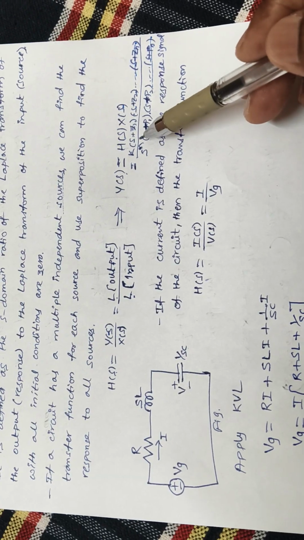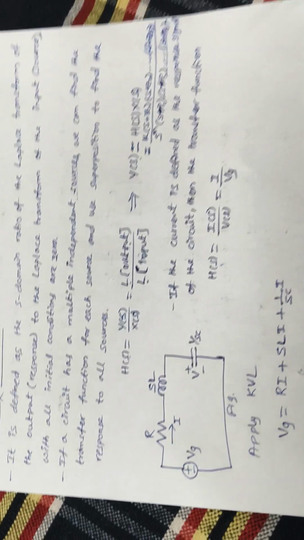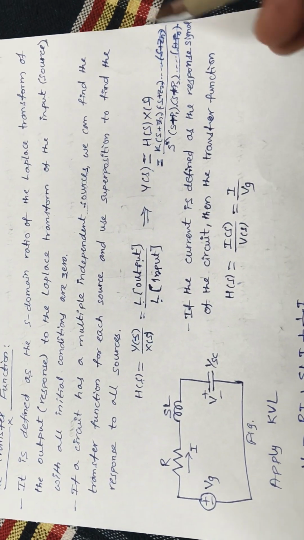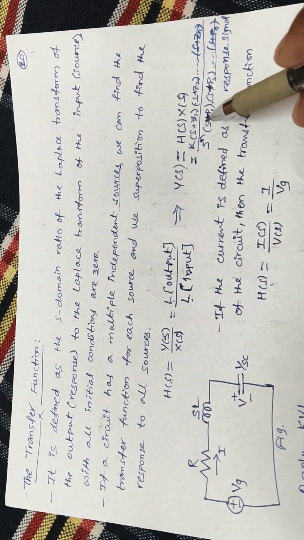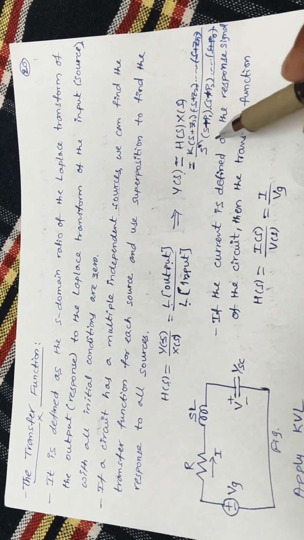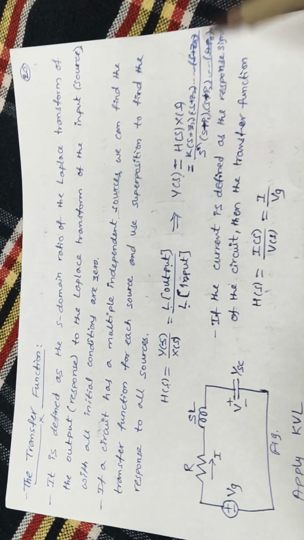Here s power n represents the type of the system. So n will represent the type of the system, and order means the highest power of the denominator polynomial, which will represent the order of the system.